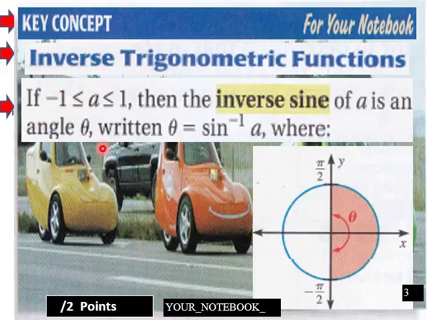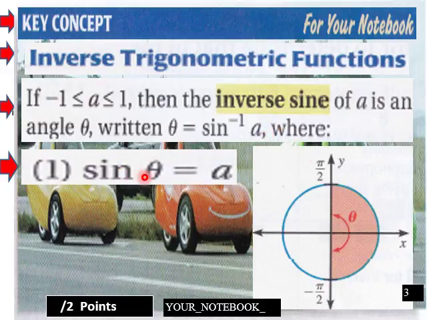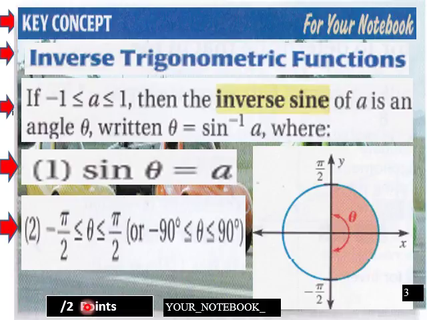So here's an example with -1 and 1. Then the inverse sine of A is an angle theta, written theta equals the inverse sine of A, where sine theta equals A, and here are the restrictions: negative pi over 2 is less than or equal to theta, which is less than or equal to pi over 2, or negative 90 degrees and positive 90 degrees. So this would be negative 90 degrees, and this would be positive 90 degrees here. This would be theta.